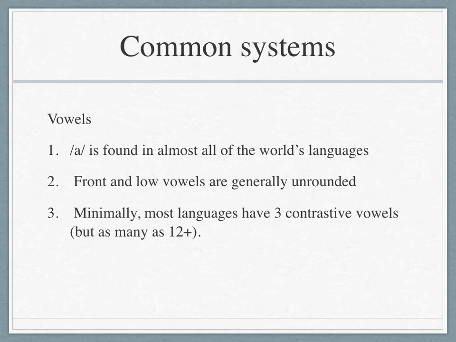So some commonalities, some observations about vowels in the world's languages. The vowel "ah" is found in almost all of the world's languages. Front and low vowels tend to be unrounded. The language with the fewest vowels, or language family, I think, are Eskimo languages that have 3 contrastive vowels. So that's a very limited inventory to work with. But of course, we know for English and other languages, you can have 12 or more contrastive vowels in your language.